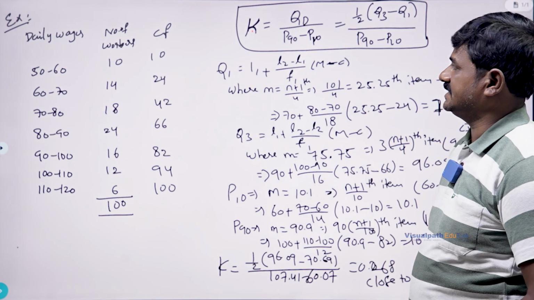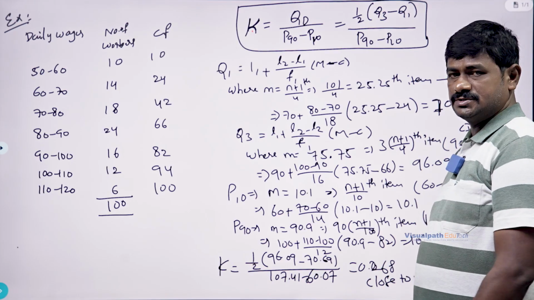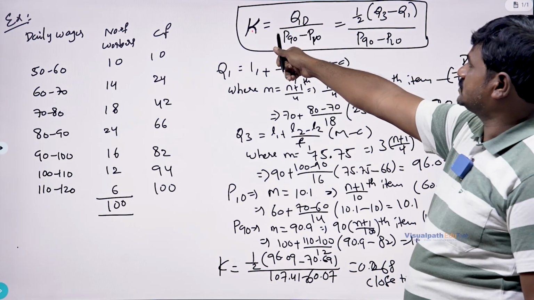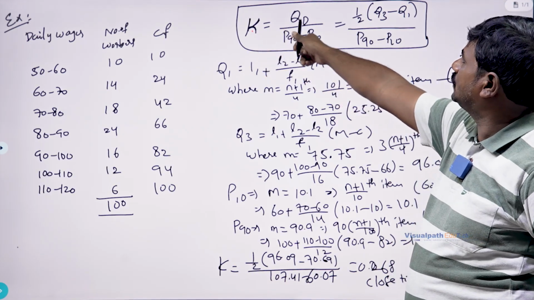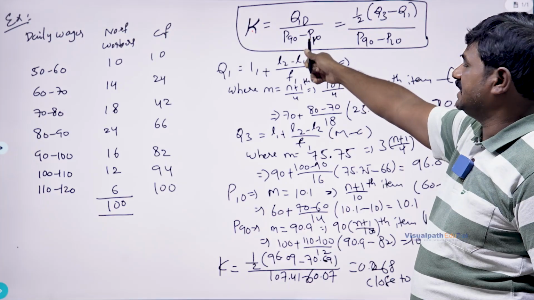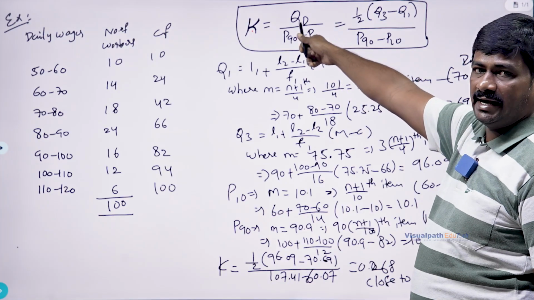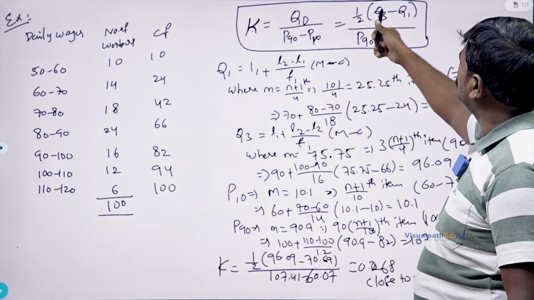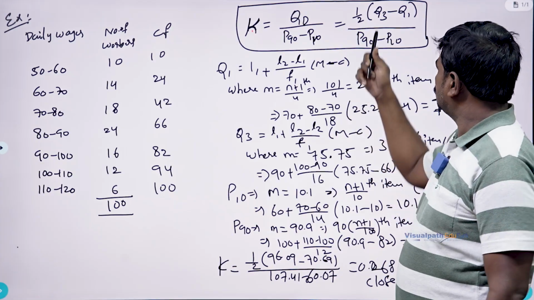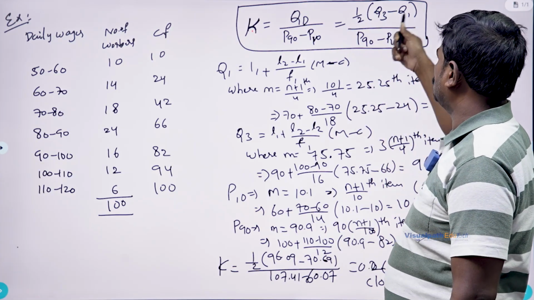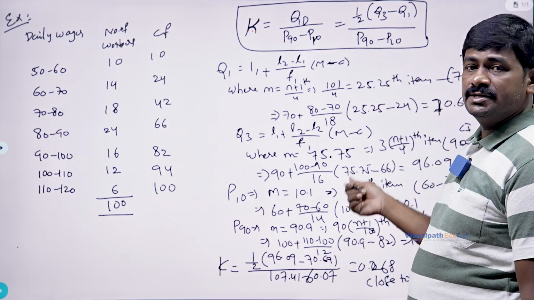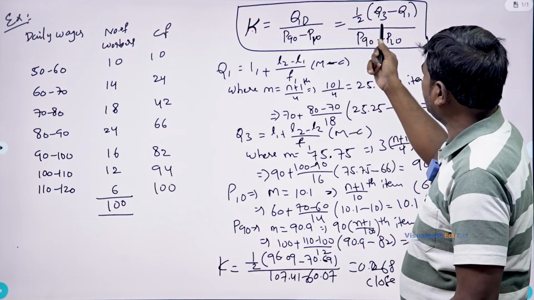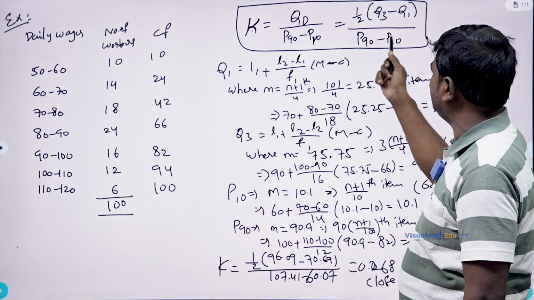Let us discuss the example to identify the kurtosis. Here, the formula for kurtosis K is equal to QD divided by P90 minus P10. QD means quartile deviation, which is equal to (Q3 minus Q1) by 2. So, it is half into (Q3 minus Q1) by (P90 minus P10). To find this, we need to find Q3, Q1, P90, and P10.